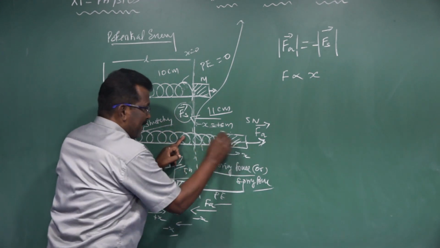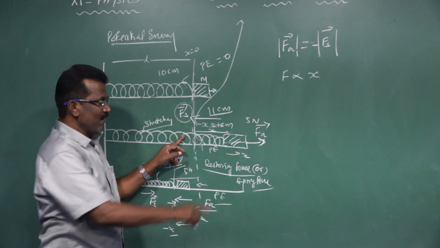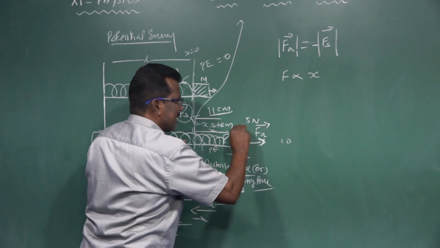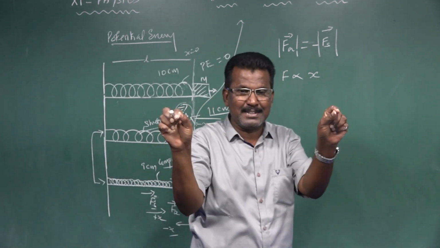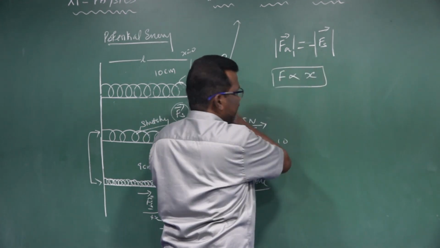If the force is applied, the body displays how much distance? X distance. If 5 Newton, suppose instead of 5 Newton, I am applying 10 Newton, it once again changes the position. When the force is applied, it continuously changes the displacement. So force is directly proportional to displacement.